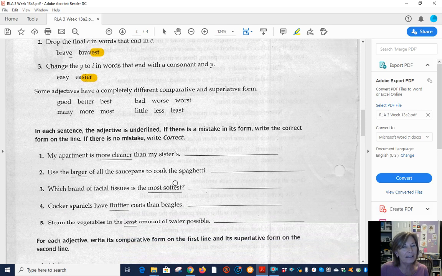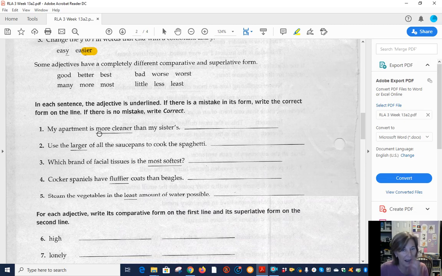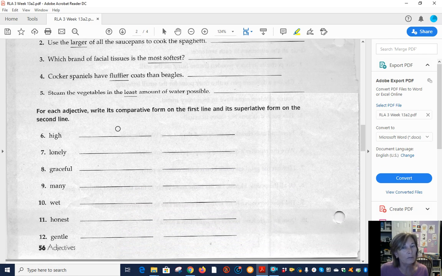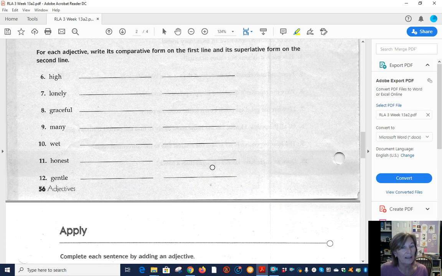Okay, so do this section. Look at the adjective and see if it's correct. Fix it if it's wrong, or write correct if it's right. On this section, you're going to write the comparative form, like high, higher, highest. I just gave you that answer.